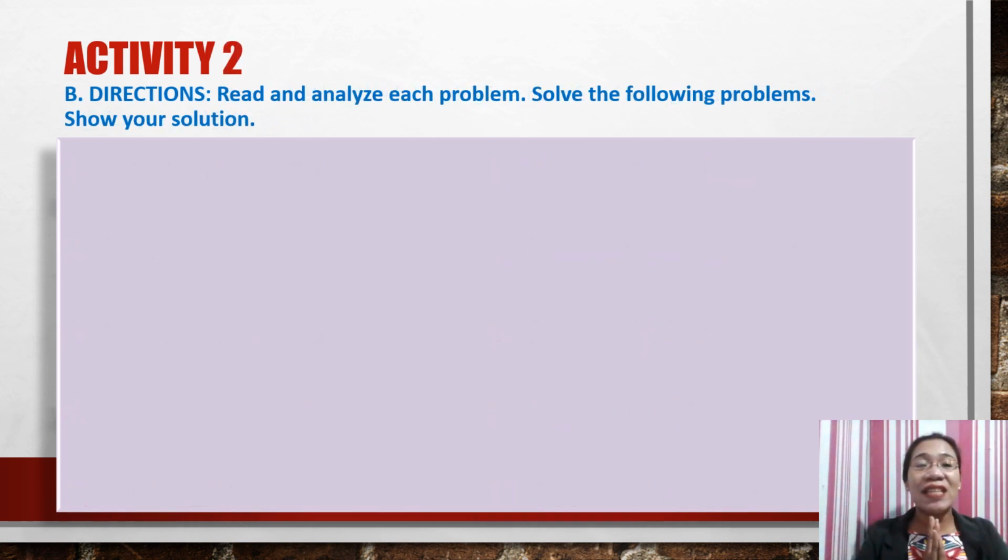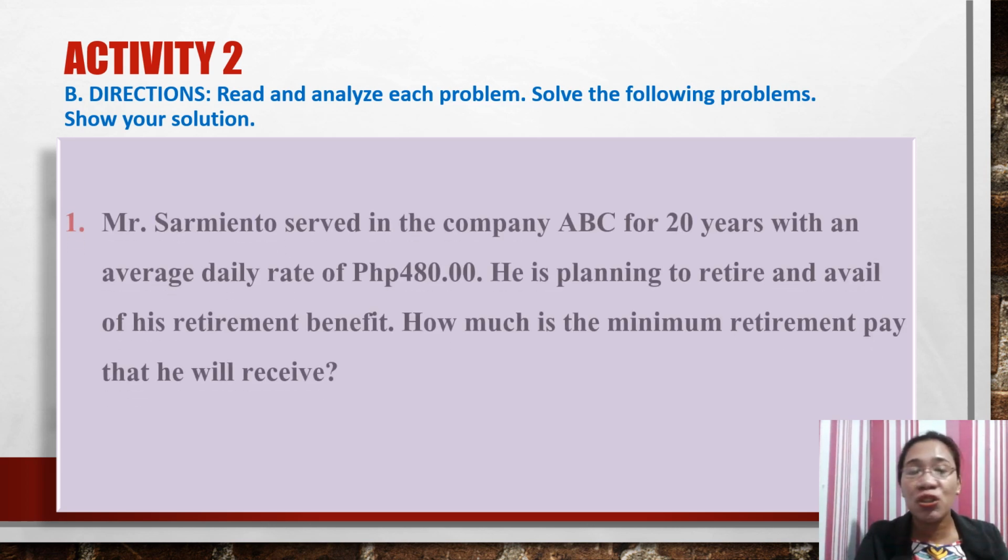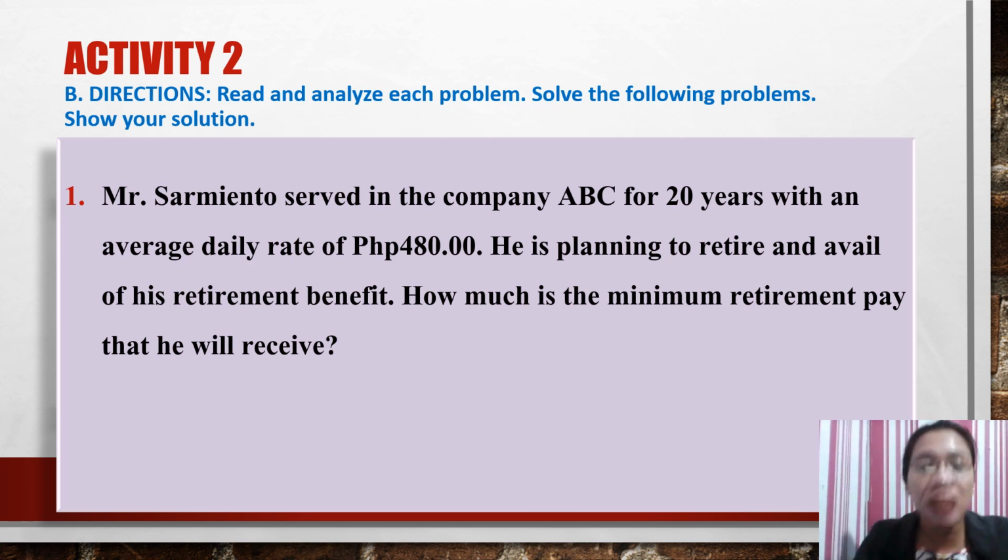Okay, next activity class. Activity 2 na tayo, guys. Ang bilis. Directions: Read and analyze each problem and solve the following problems. Oh my God, solving problem, ang dali-dali nito. Show your solution. No solutions means wrong.